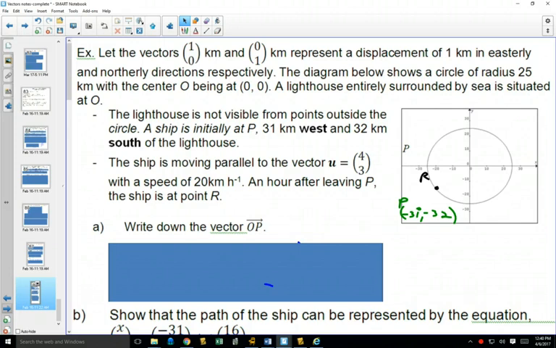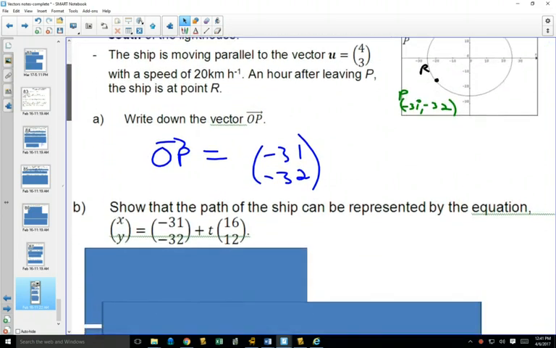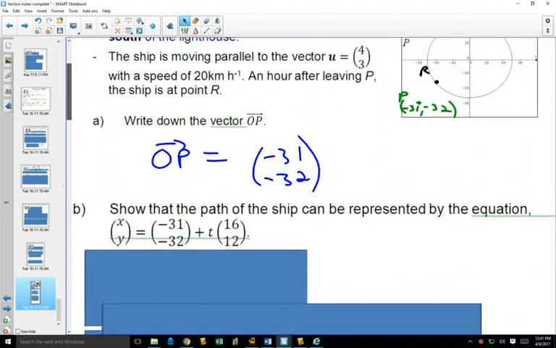The ship is moving parallel to the vector 4, 3 at a speed of 20 kilometers per hour. An hour after leaving P, the ship is at point R. Write down the vector OP. Well, that's just negative 31, negative 32. This is where vector questions can get a little tricky. In part B it says, show that the path of the ship can be represented by this equation.